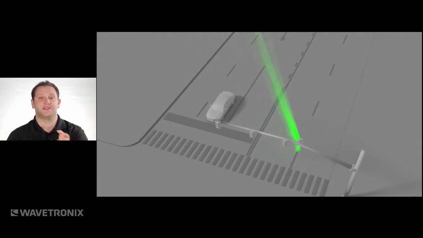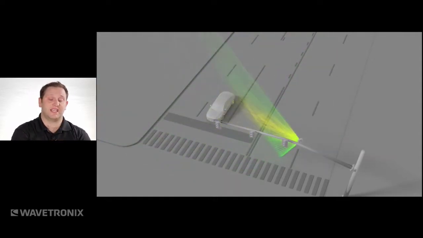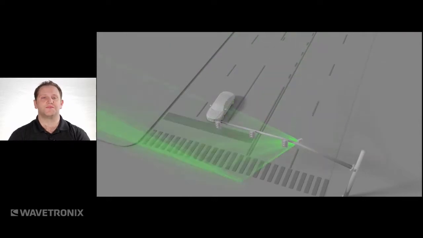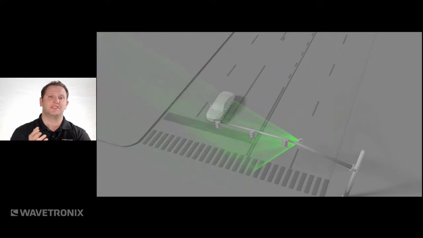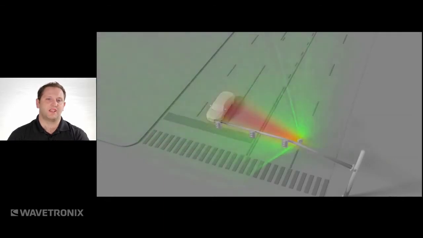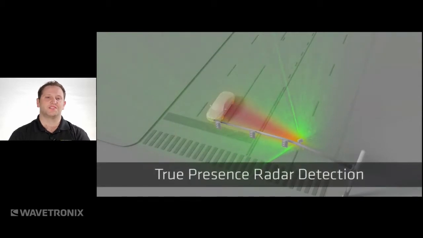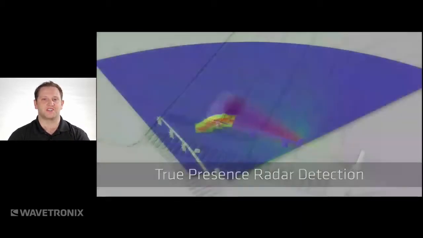These 16 different antenna beams are working together to accurately detect and then range that vehicle. We've slowed this down for the animation, but as you can see, the beams go 3,000 times a second. Notice that yellow response area that now just turned red. It's very easy for the sensor to see where that is. Wavetronics calls that true presence radar detection.